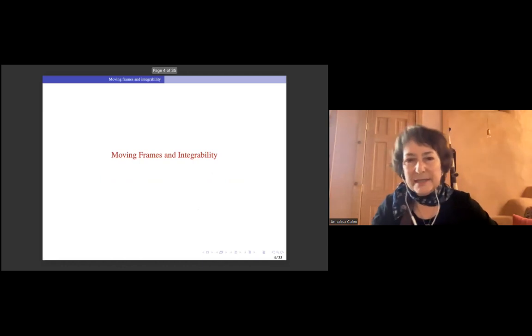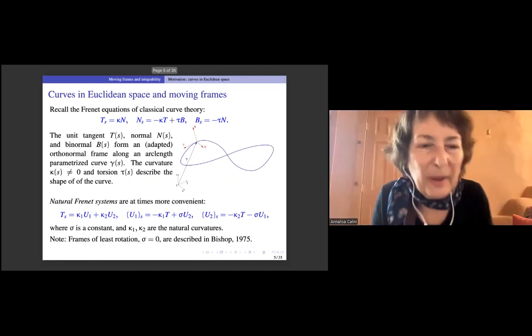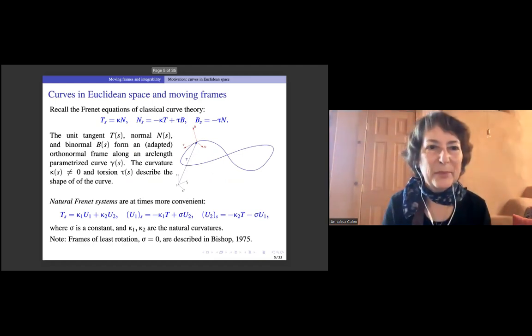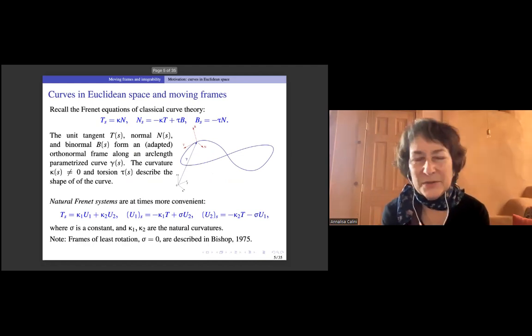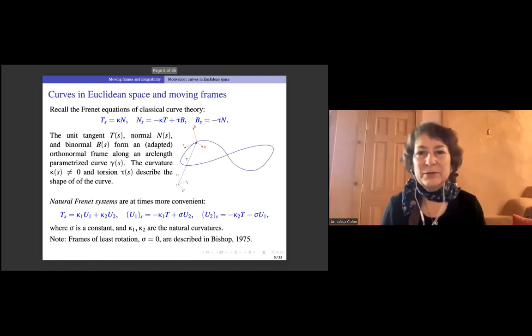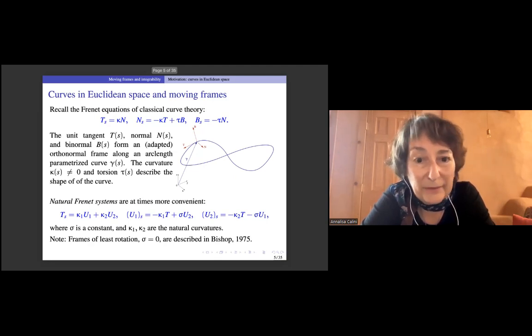So let me start with the example of curves in three-space. I'm sure at some point in your career, you have seen the Frenet equations for curves in three-space. This is a triple of ODEs for the unit tangent vector to a curve, the normal, and, to complete the triple as a right-handed orthonormal triple, the binormal vector.